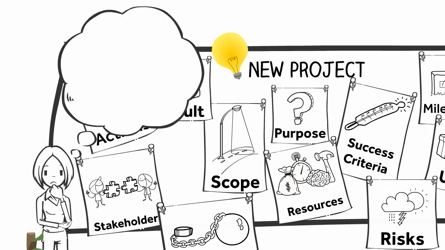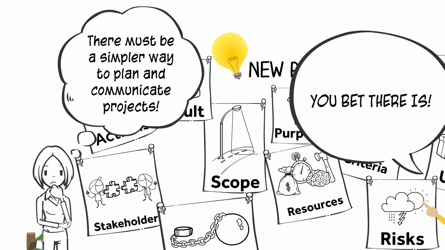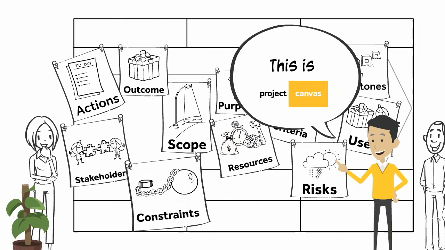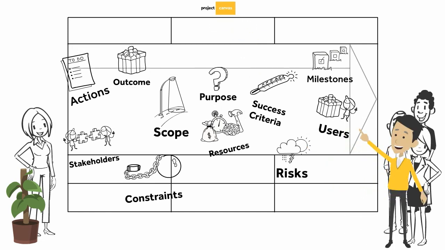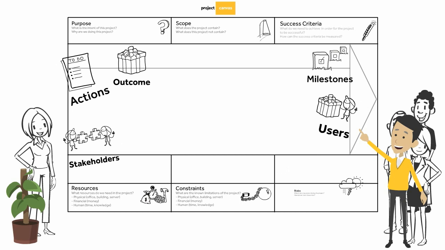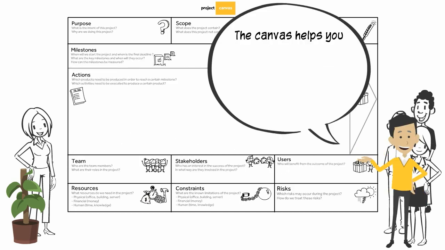That's when Jane thinks, there must be a simpler way to plan and communicate projects. You bet there is. This is Project Canvas. Project Canvas is a visual project management tool that helps you simplify your complex projects by mapping all key elements in a pre-structured canvas. The canvas helps you map, discuss, understand, and communicate your project plan.